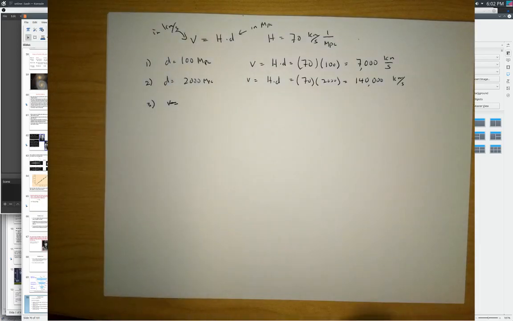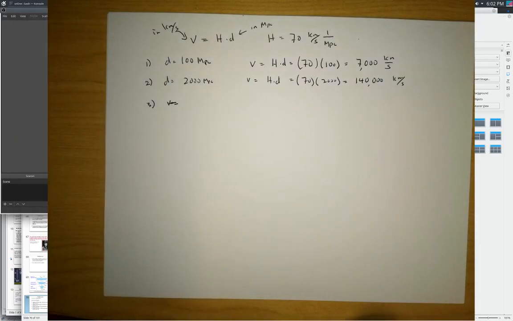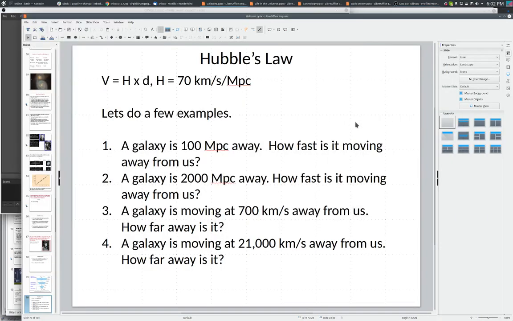Okay, so I'll read it. I'll actually read it first, and then I'll do it again. So turn this off. A galaxy is moving at 700 kilometers per second away from us. How far away is it?